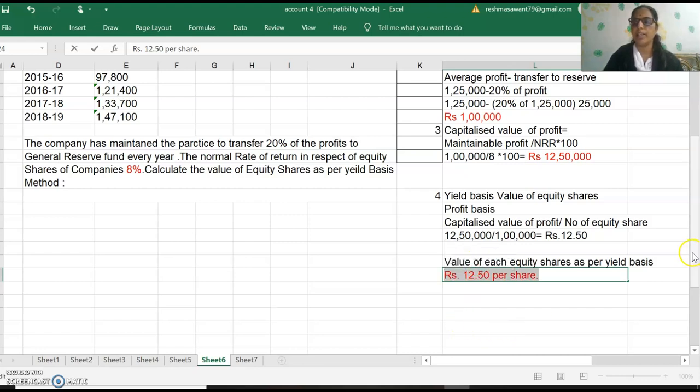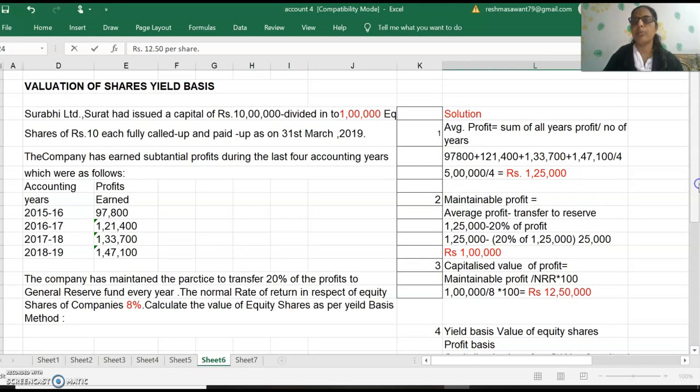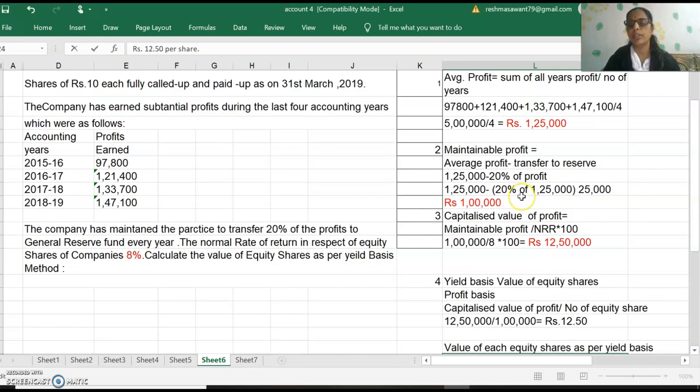Let's see again the calculation of the yield basis method. We need to calculate in four steps. Step number one, average profit. Sum of all years' profit divided by number of years is the formula for calculating average profit. In this way, we find our average profit, rupees 1,25,000. Then the next step is to calculate maintainable profit. Maintainable profit is calculated with the formula average profit less transfer to reserve.